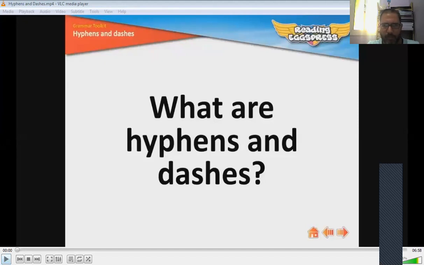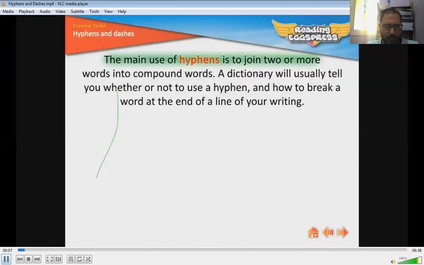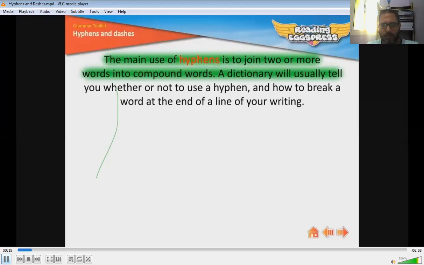Okay. Hyphens and dashes. What are hyphens and dashes? Let's look at hyphens first. The main use of hyphens is to join 2 or more words into compound words. A dictionary will usually tell you whether or not to use a hyphen and how to break a word at the end of a line of your writing.